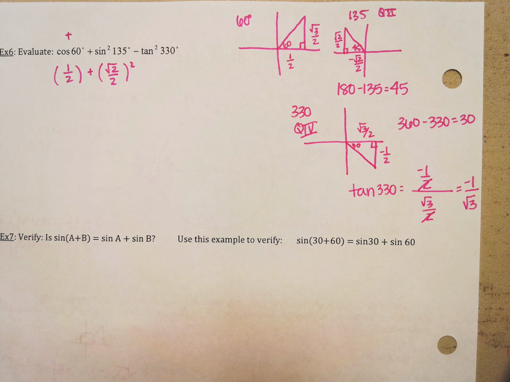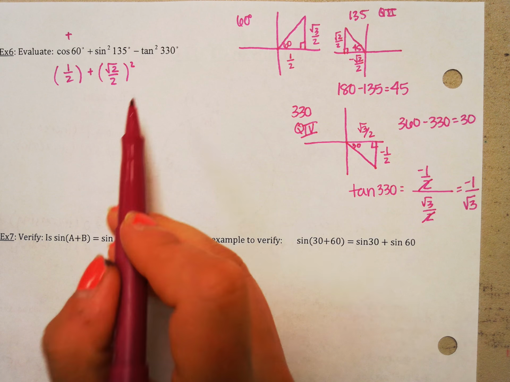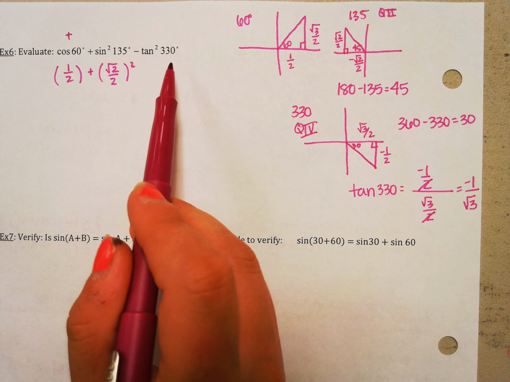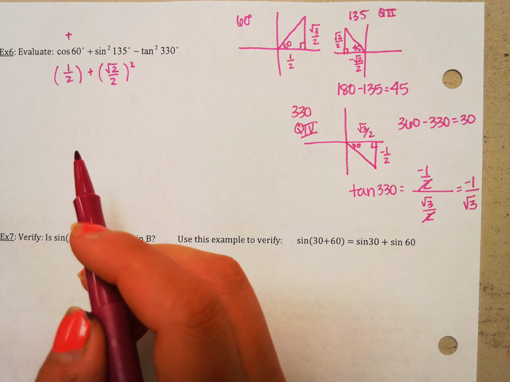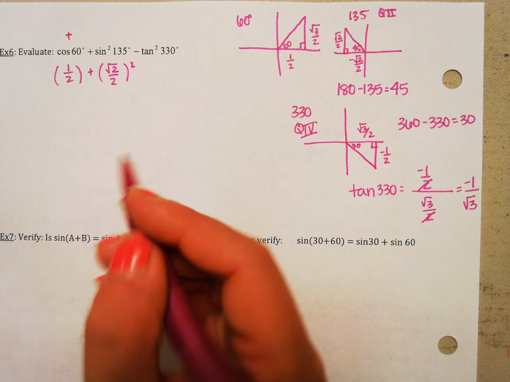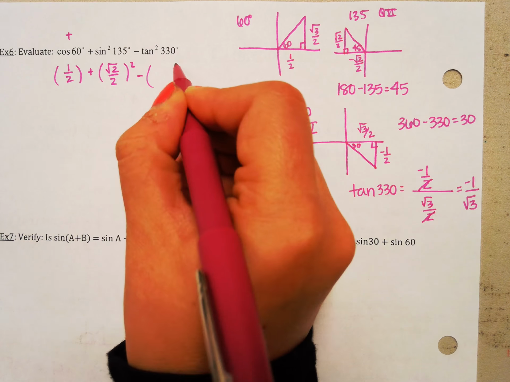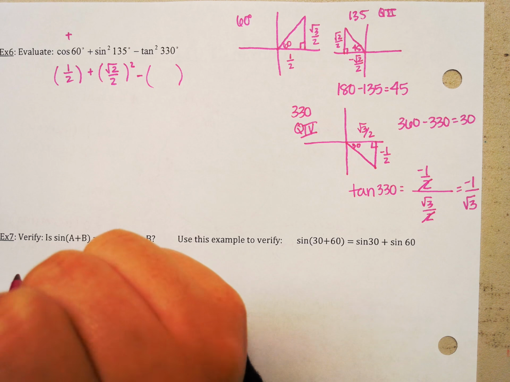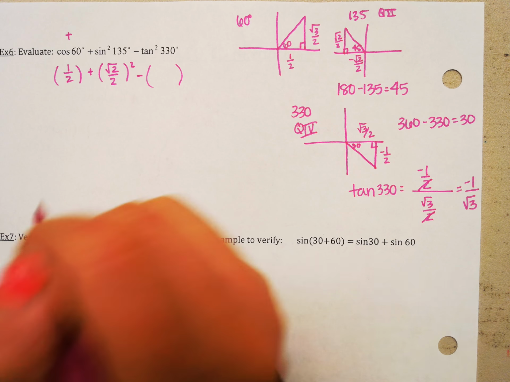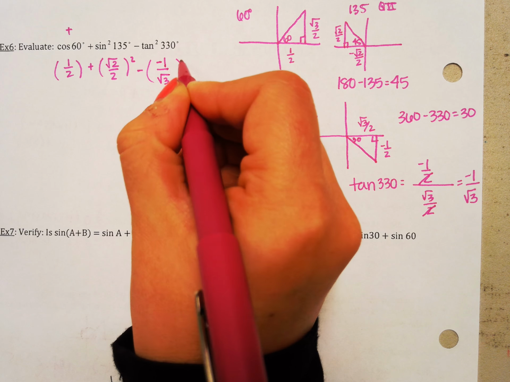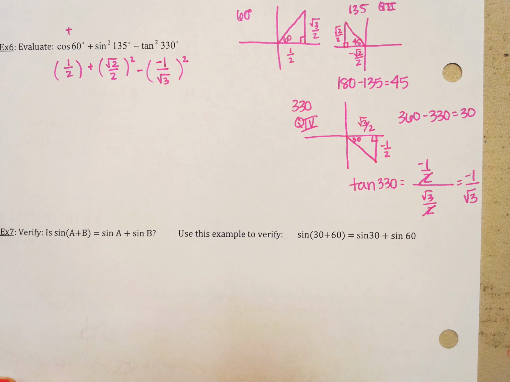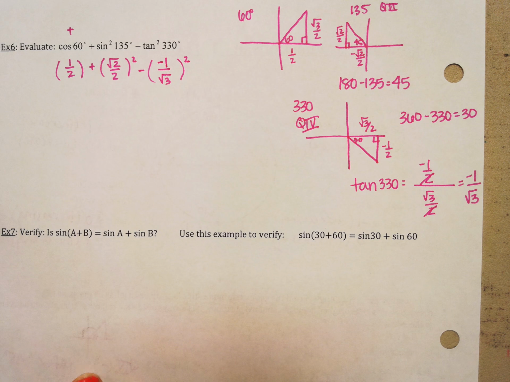For this one specifically, I'm going to leave it like that because I'm going to plug it back into this expression and square it. But you could rationalize it, and you should get -√3/3, and that's also a possibility. But I'm only going to plug it back in here and square it anyway, so I might as well just leave it like that. So if I plug in my -1/√3 and then square it, then I have something that I can now evaluate.